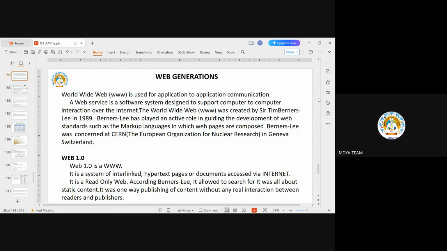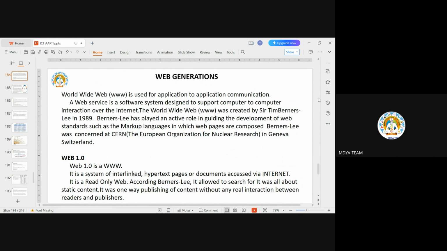The WWW was conceived at CERN, an organization, like a laboratory, where he developed the WWW, placed in Geneva, Switzerland. Now the first generation was Web 1.0. Web 1.0 is also called the WWW. It is only readable, where we can read the content only. That generation is Web 1.0.